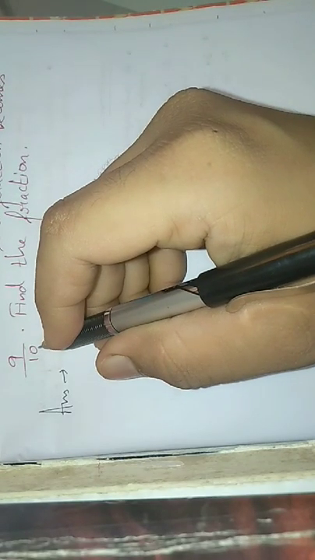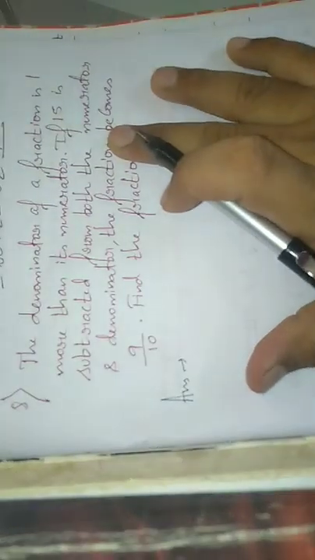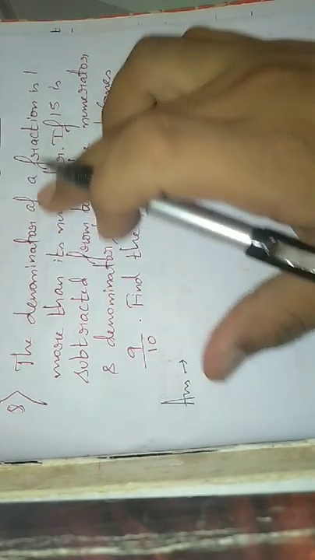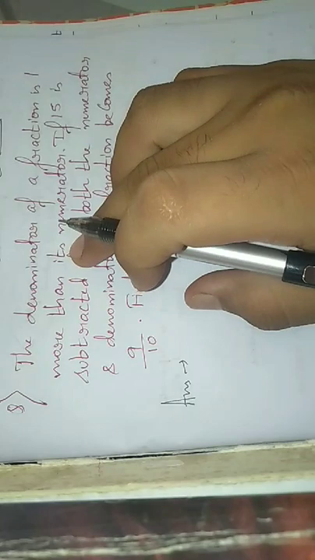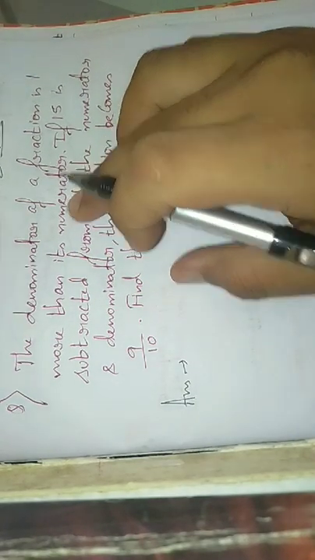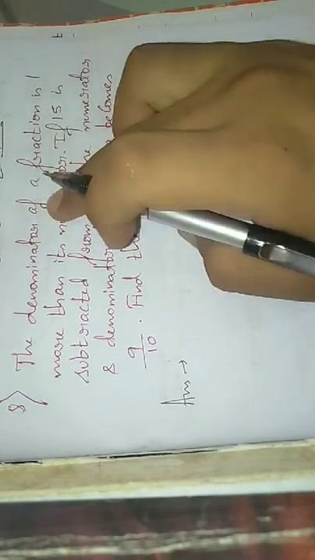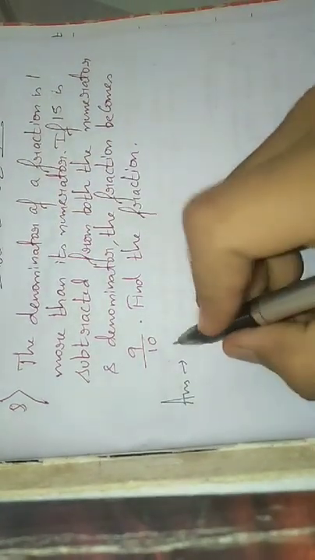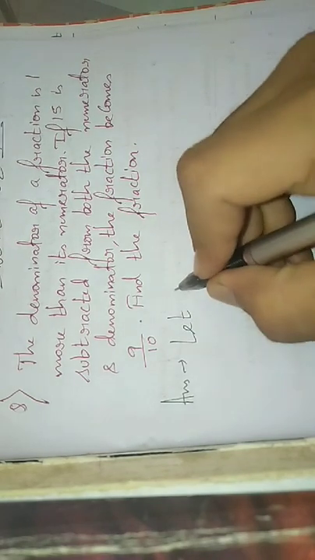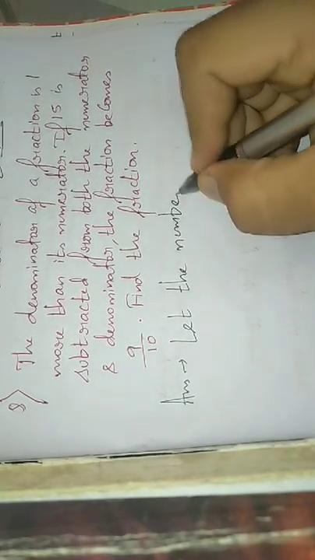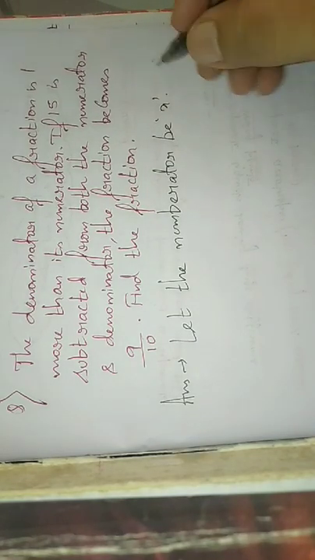So in the question, you see, again we need to find the basis, right? The denominator of a fraction is 1 more than its numerator. So the denominator is based on the numerator. If we can find the numerator, we can get the denominator easily. So we will name the numerator as x. Let the numerator be x.